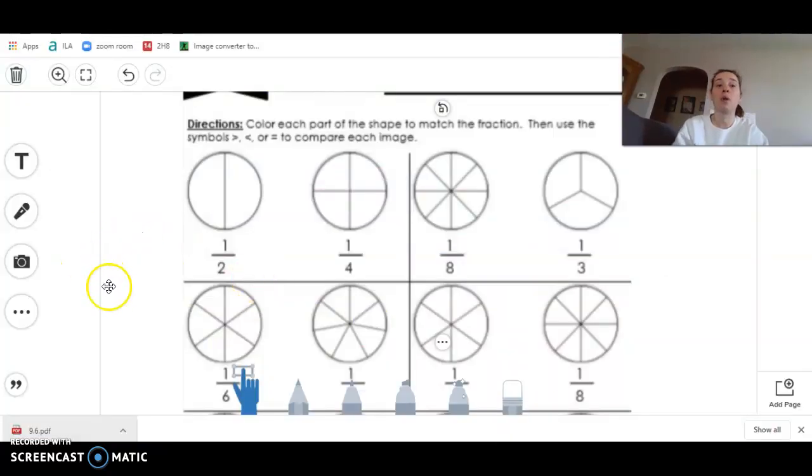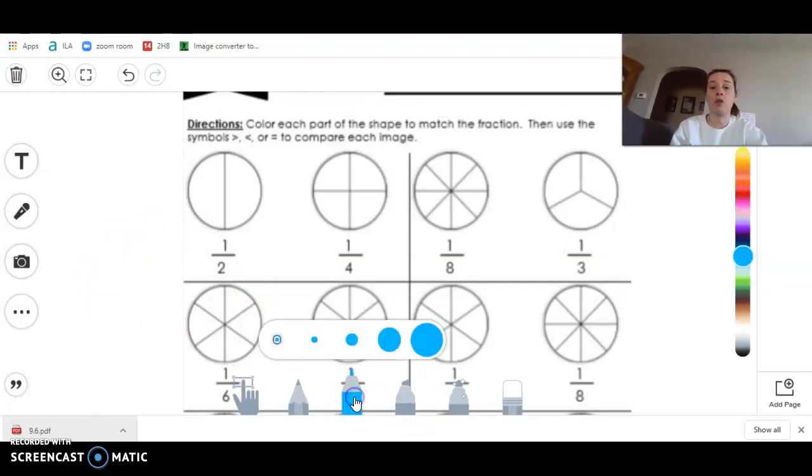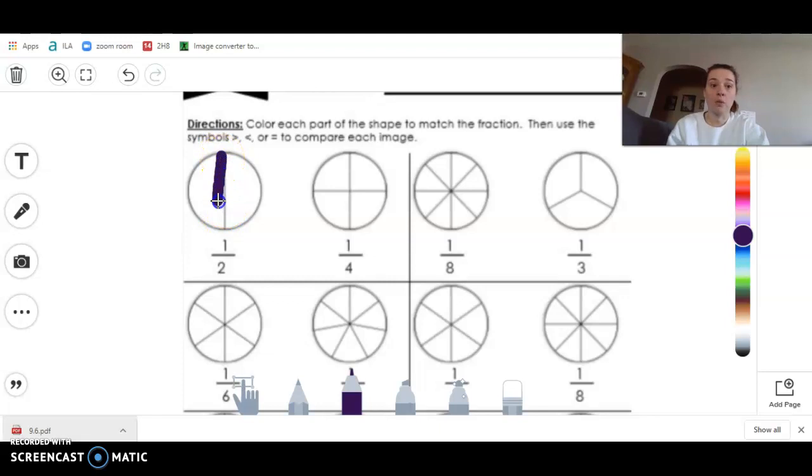So I have pulled up your worksheet. This is just a little picture of your worksheet. And what I am going to do is I'm going to do the first one for you. It says color each part to match the fraction. So first I have to color to match this. How many pieces am I going to color? Right, just 1. 1/2. So I'm going to color that in. Then over here, how much am I going to color in? Right, I'm just going to color in 1 piece.